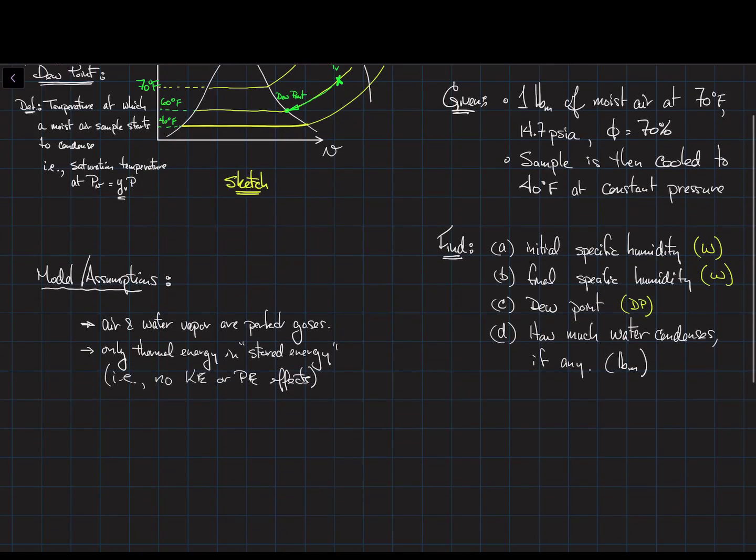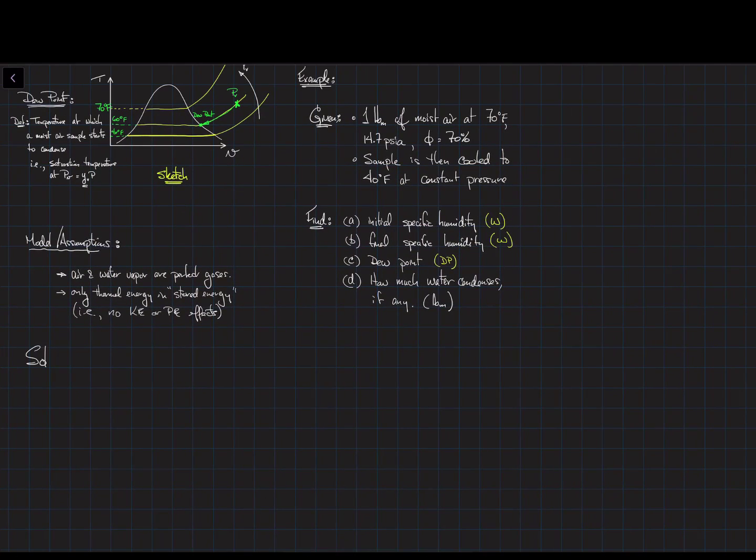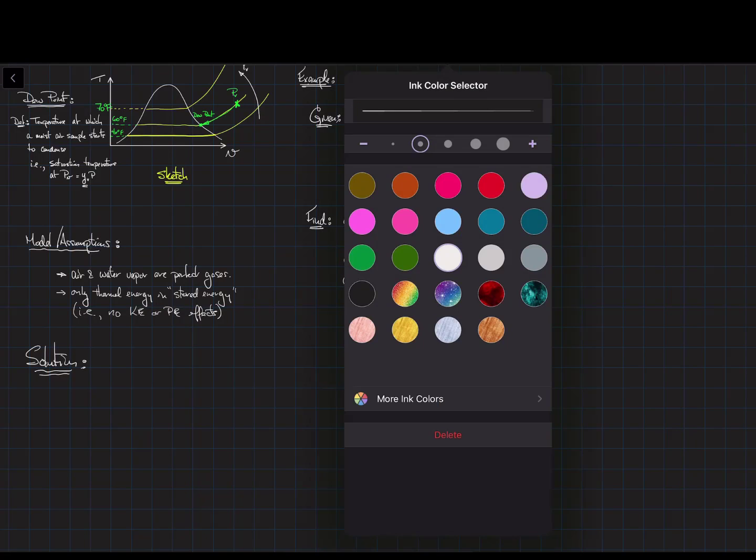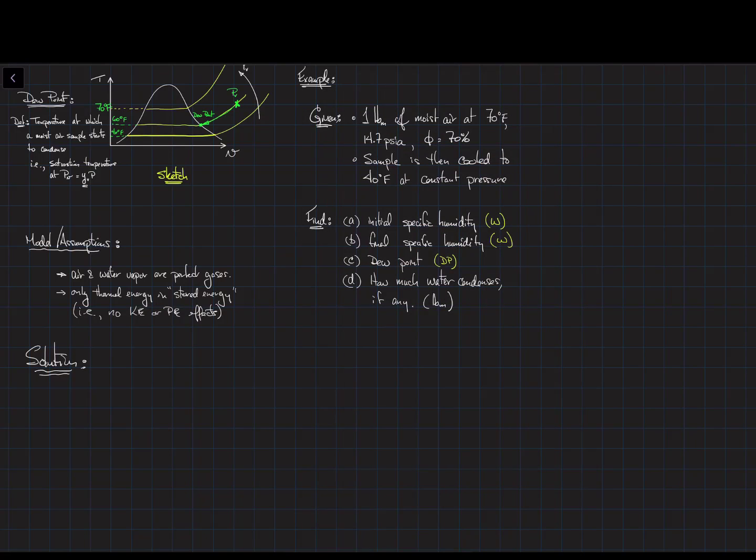So we've got our given, our find, our sketch, our model and assumptions. We're going to assume the typical thing with psychrometrics, that we can model the air and the vapor as a mixture of perfect gases, and that the only stored energy that we have in a mixture is the thermal energy. So we're neglecting kinetic and potential energy.